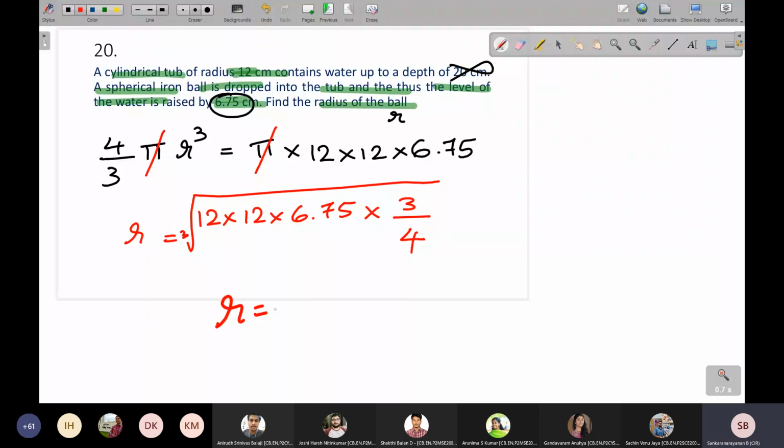Okay, I can see that 12 into 6.75 into 3 upon 4 gives r cube. This value comes to 729, and that gives r equal to 9. Everything is given in centimeters, so 9 centimeters. So this spherical ball has a radius of 9 centimeters.